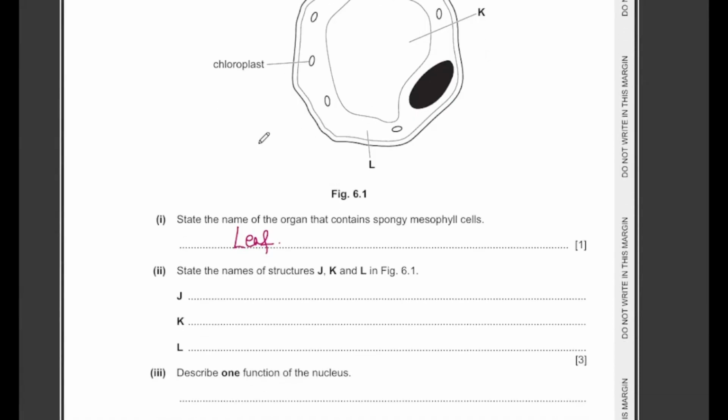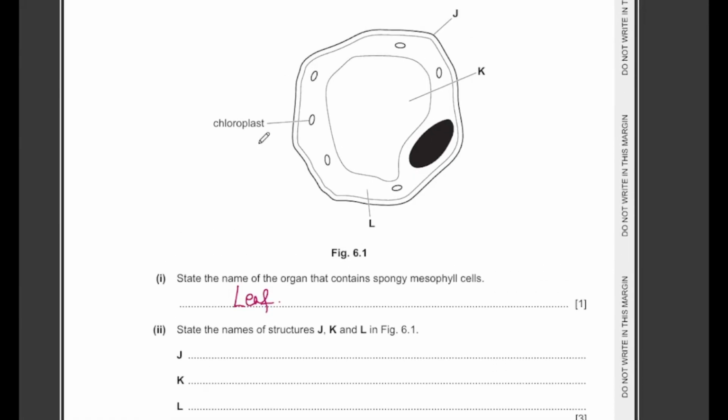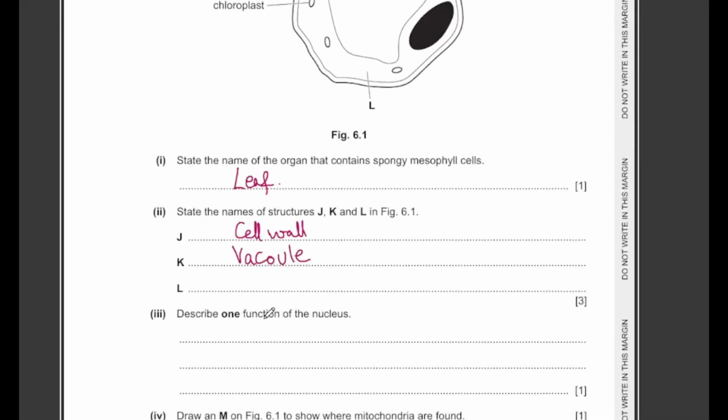Now state the name of the structure JKL. Again back to the cell topic. See how this chapter is related to your chapter 2, cell organelles. J is a cell wall, a plant cell, right? So cell wall is the first one. Next, K, the large 70 to 80% composition of the cell of a plant is a vacuole. Okay, L is the cytoplasm. Fine, this is a cytoplasm.